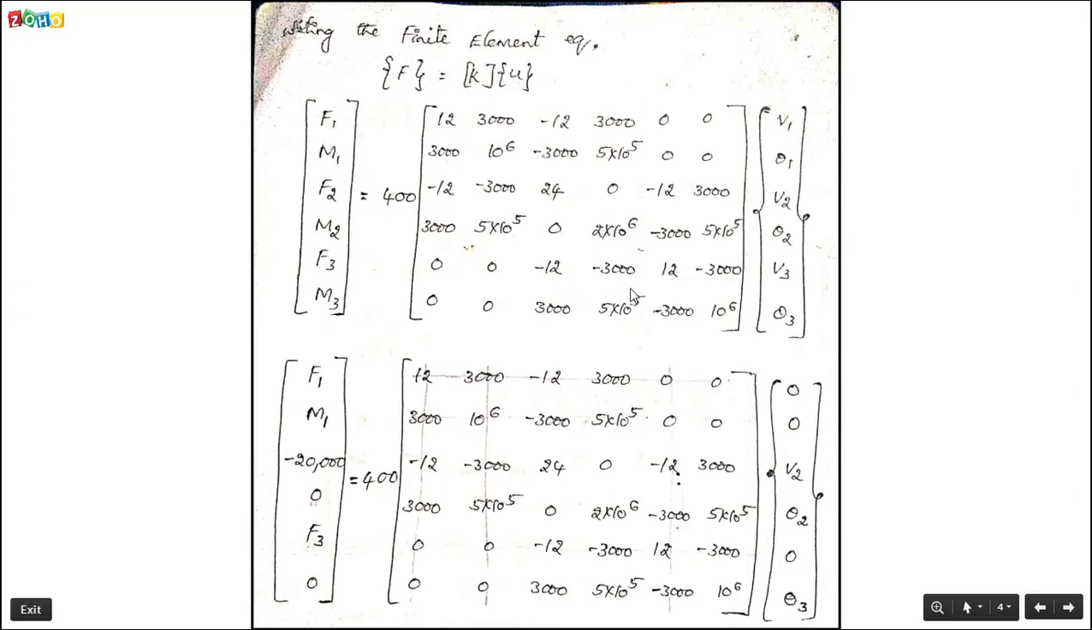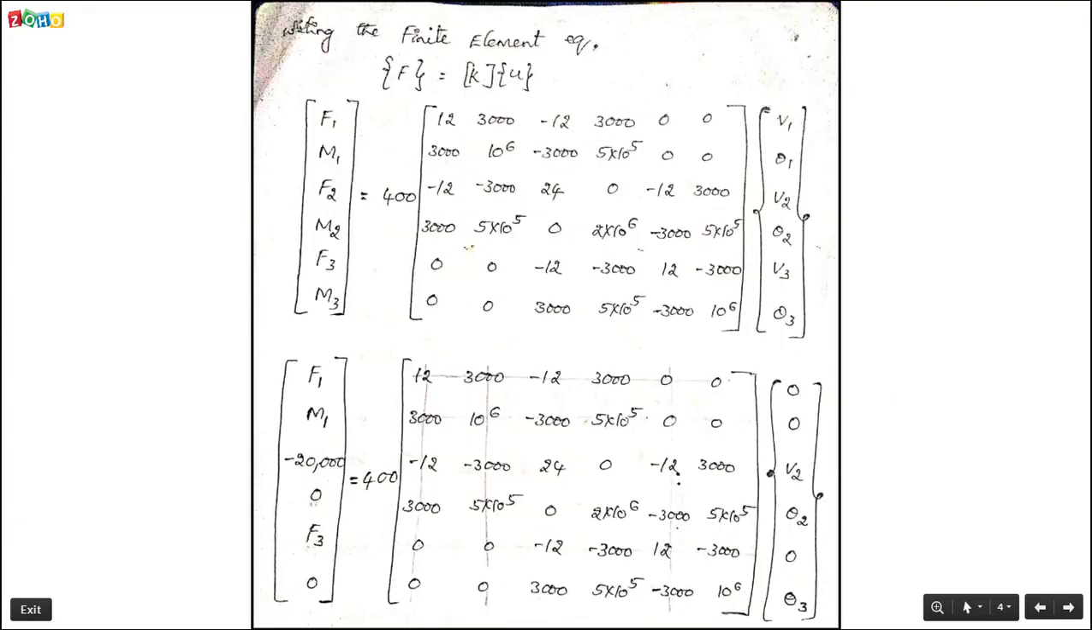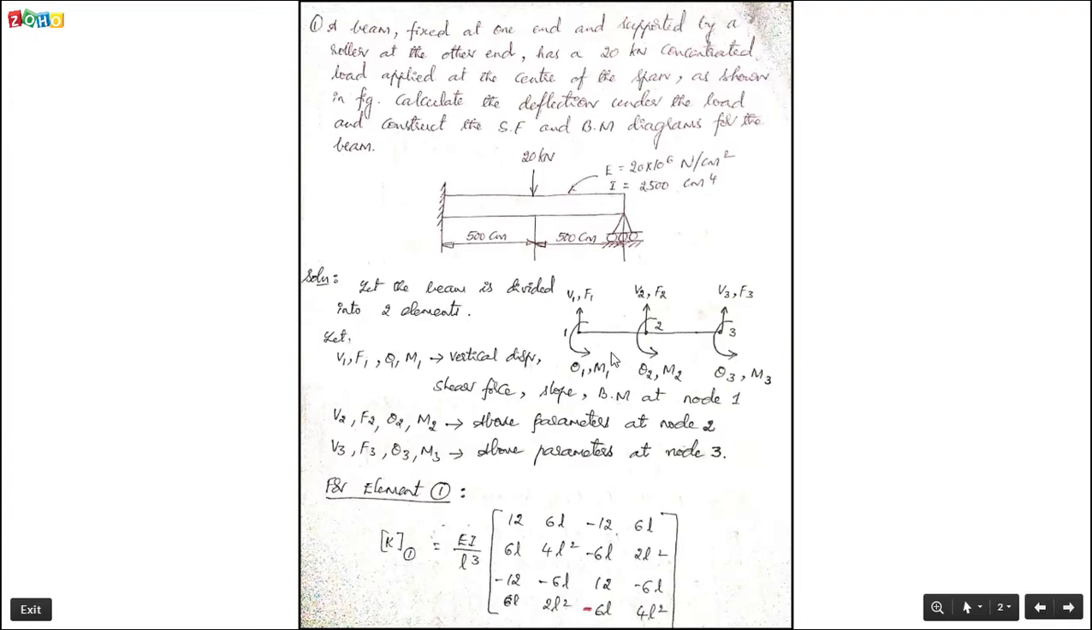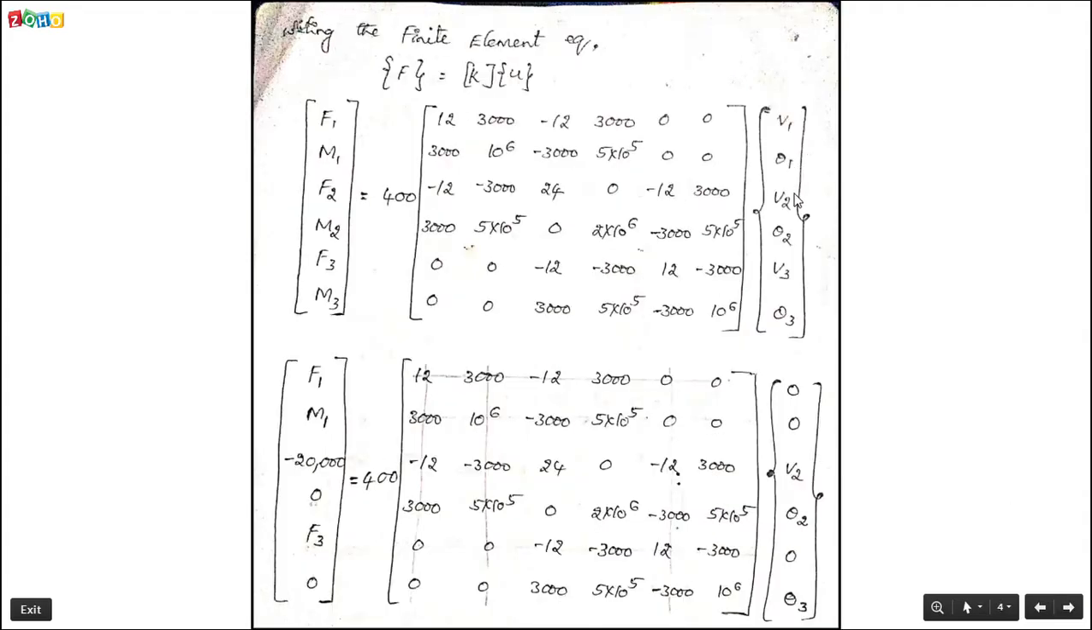This is the stiffness matrix, the assembled stiffness matrix, and again U is the displacement. What are the displacements we have? V1 theta 1, V2 theta 2, V3 theta 3. Now you have to apply the boundary conditions.